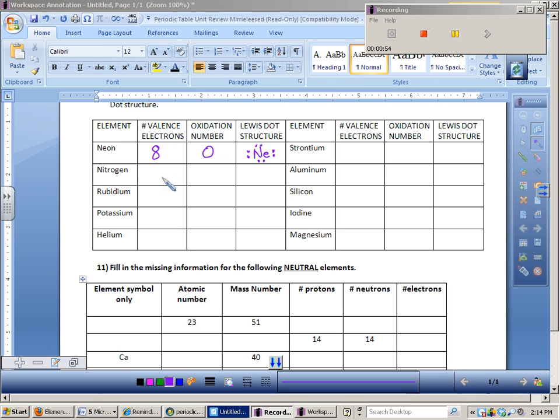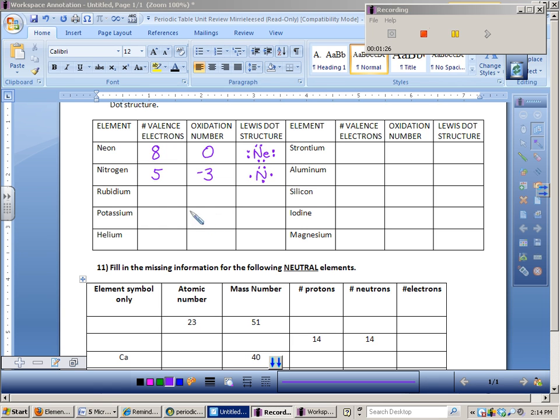Moving next to nitrogen, going to the top of his column, you find out he's in group 5A, which means he has 5 valence electrons. We're trying to get to 8 valence electrons, so nitrogen's going to pick up 3 extra negative charges, which will mean his oxidation number is -3. His Lewis dot structure will be capital N with 5 dots around it. 1, 2, 3, 4, 5.